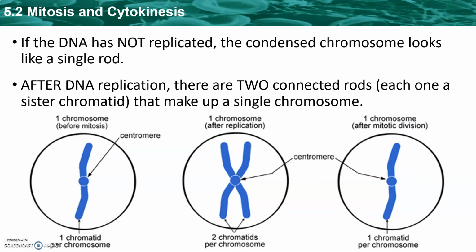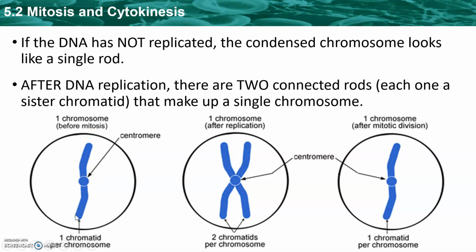So this diagram does a good job of explaining what a chromosome looks like, because a chromosome will look different depending on what stage of the cell cycle we're in. If the DNA has not replicated, your chromosome would just look like a single rod, like what we see in this first picture here. DNA hasn't copied itself. There is no duplicated chromosome. There's no identical sister chromatid to attach here. So the chromosome just looks like one single rod.